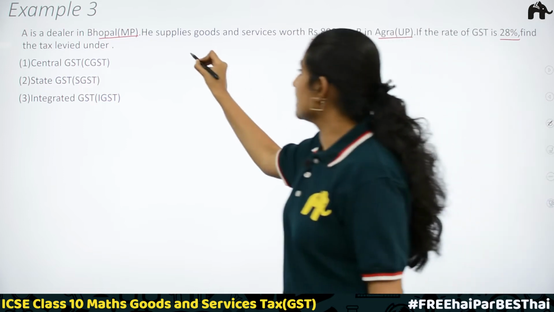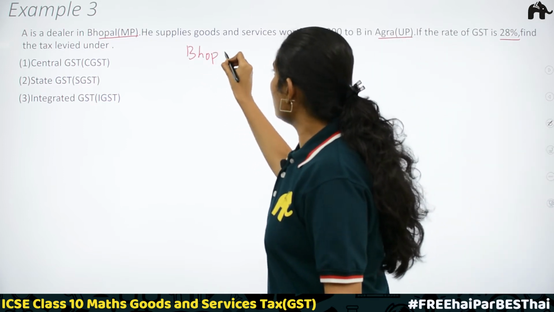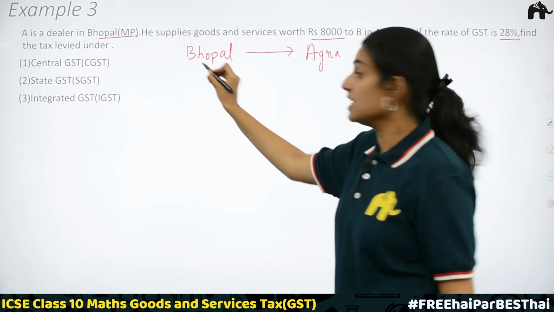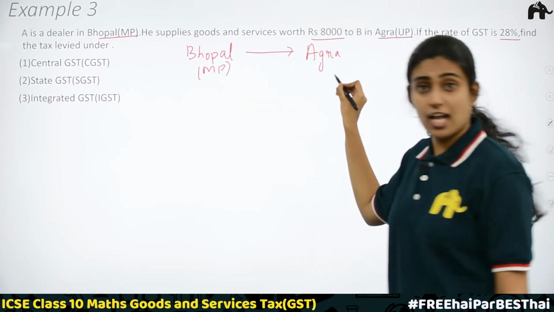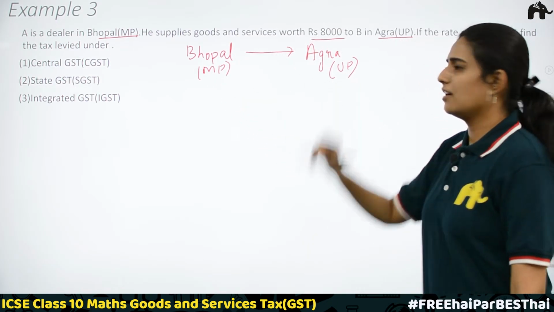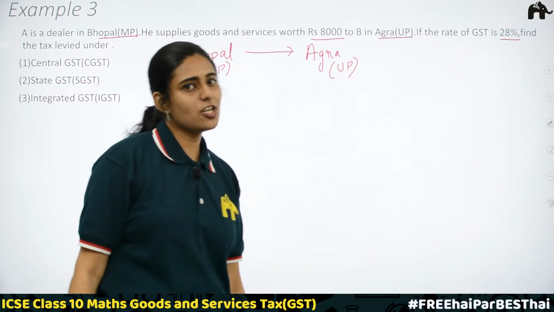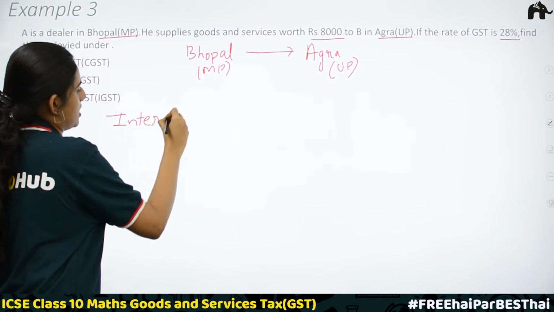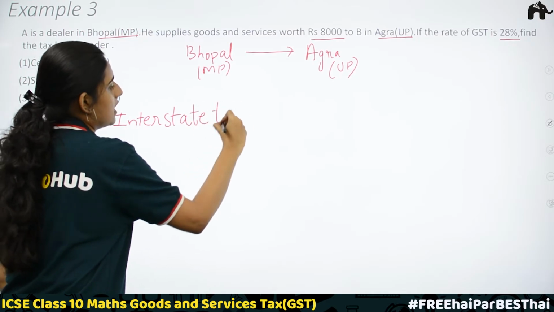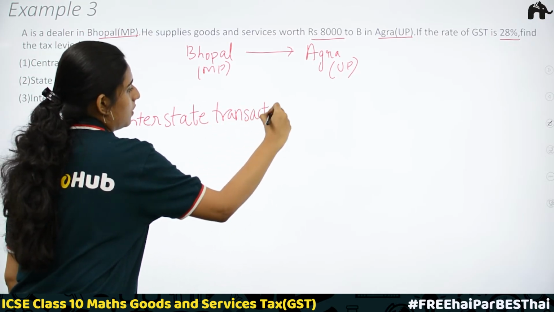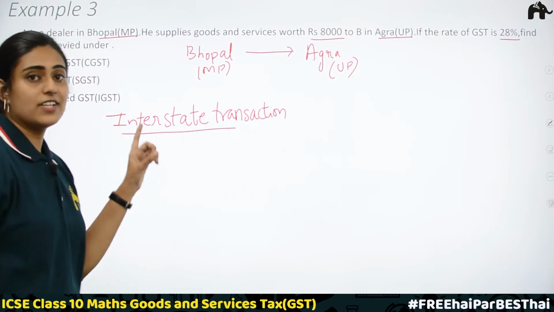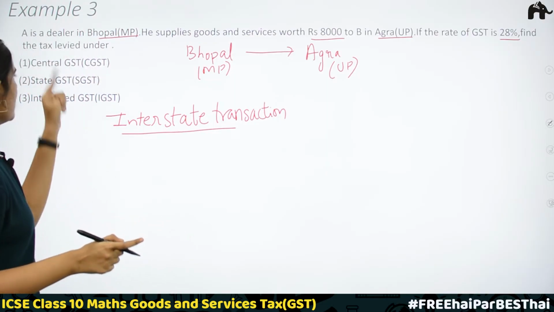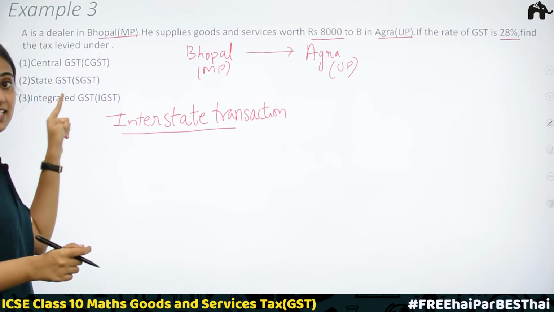In this case, the transaction is from Bhopal to Agra. Bhopal is in Madhya Pradesh. Agra is in Uttar Pradesh. Now, what type of a transaction is this? Intrastate or interstate? Yes, this is an example of interstate transaction. So our first step is done. We identified if it is an intrastate transaction or interstate transaction. Next, let's calculate central GST, state GST and IGST.